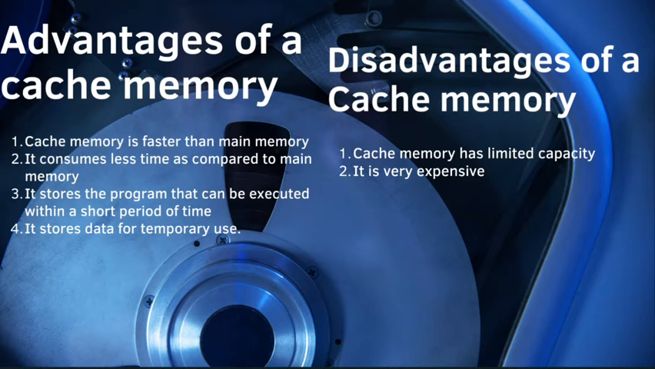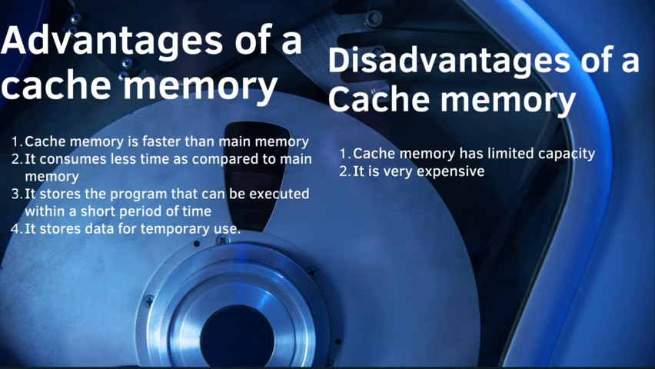What are the advantages? Cache memory is faster than the main memory. It consumes less time as compared to main memory. It's very fast in getting information. The speed is high. It stores the program that can be executed within a short period of time. It stores data for temporary use.